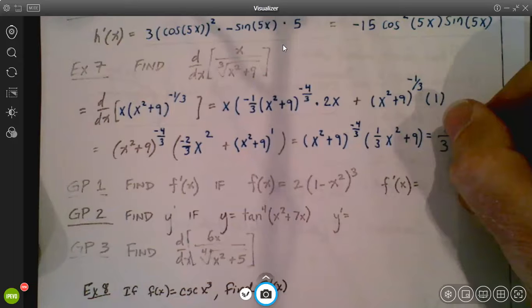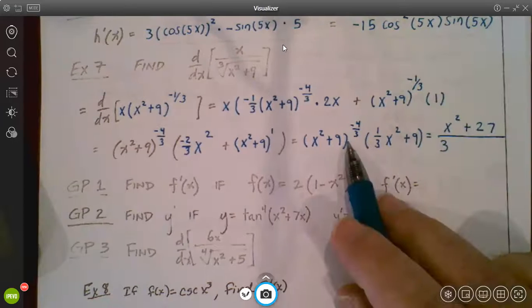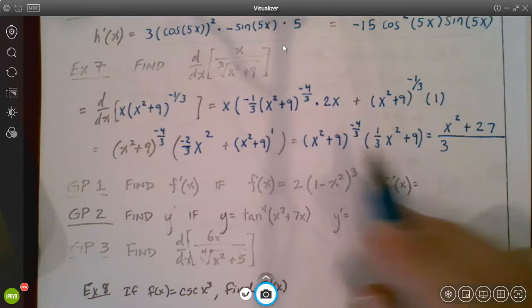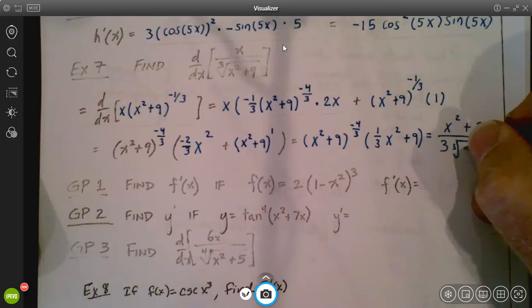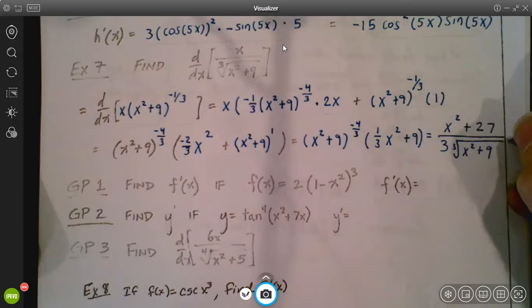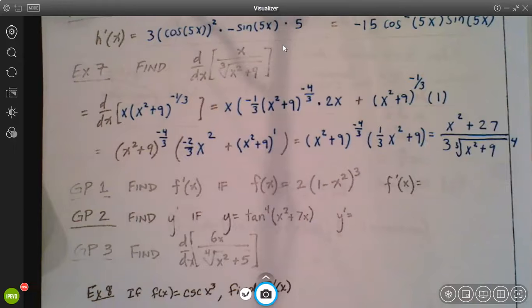So that's what we got left on top. And then based on what we're seeing over here, we're looking at a cube root of x squared plus 9, all to the 4th power. And so that would be the best way to write it.